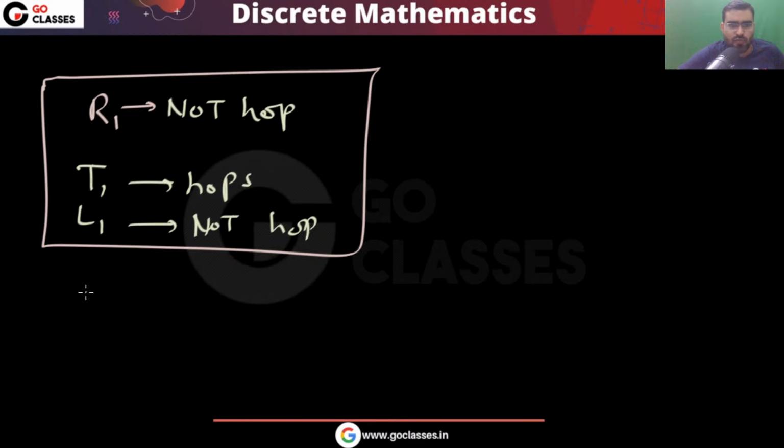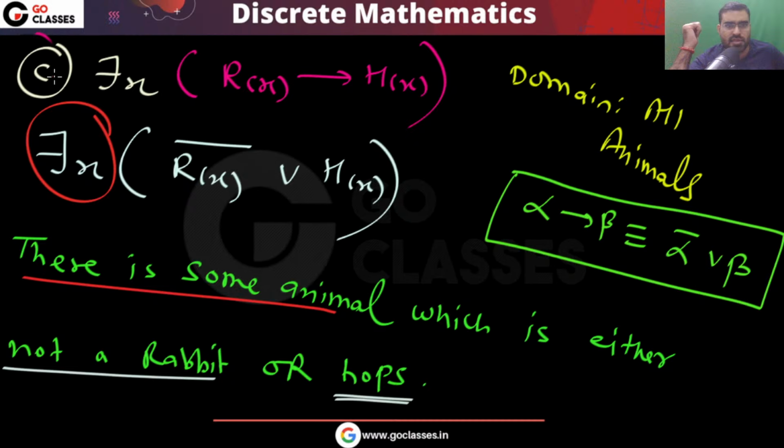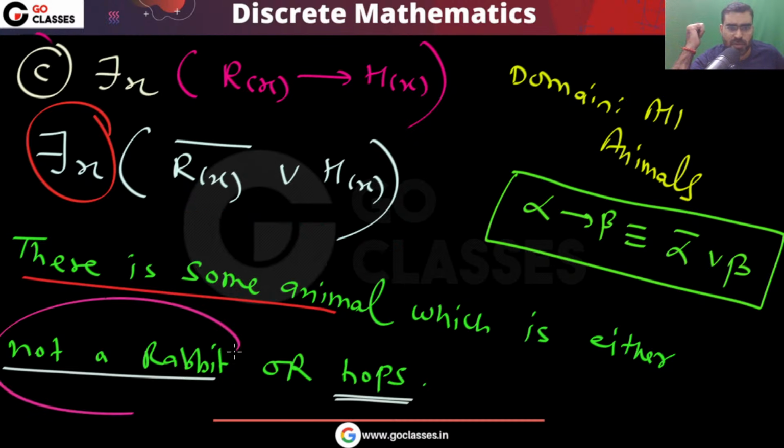Now you can see what will be the truth value of C and what will be the truth value of D. Can anyone tell me? Please consider this situation. This is your domain. In the domain, you have 3 elements. This is a rabbit which does not hop. This is a tiger which hops. And this is a lion. So you tell me now, what will be the truth value of C? C is saying that there is some animal, either it is not a rabbit or it hops.